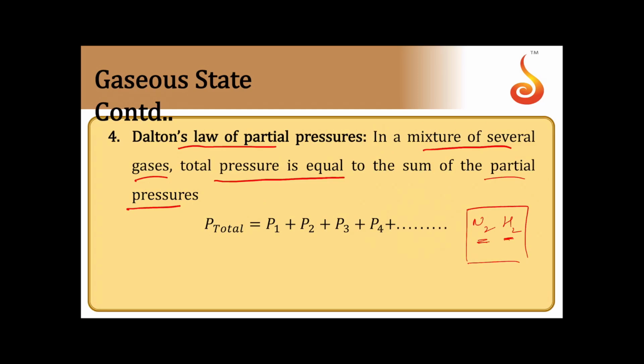Dalton's law is applicable only for chemically non-reacting gases. That means we cannot apply Dalton's law for a mixture of gases like H2 and F2, H2 and Cl2, or ammonia gas plus HCl gas. For such pairs, we cannot apply Dalton's law. So the total pressure is given by P1 plus P2 plus P3 plus P4, where P1, P2, P3, P4 are the respective partial pressures of the gases. This is regarding Dalton's law of partial pressures.